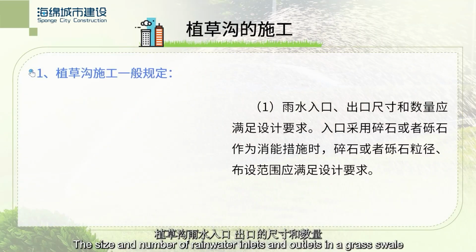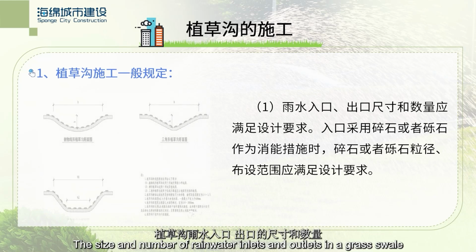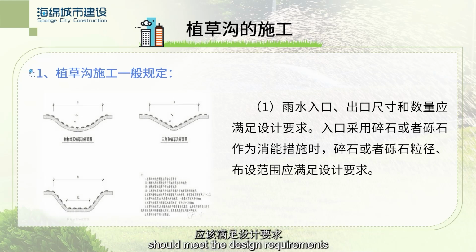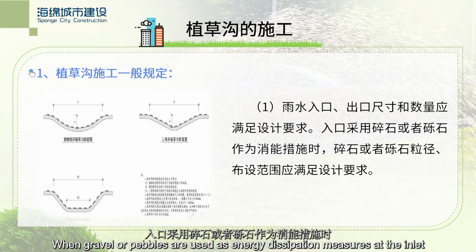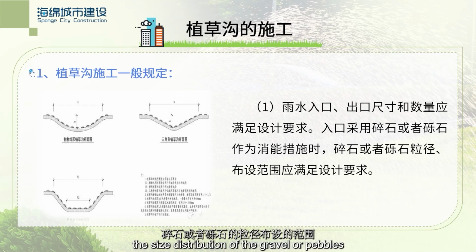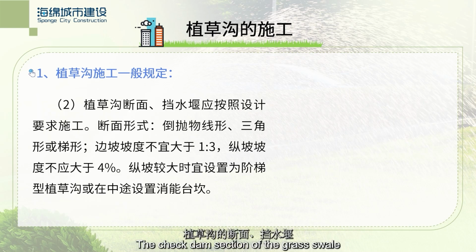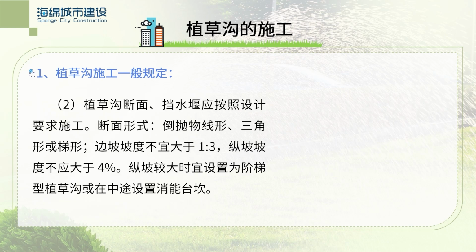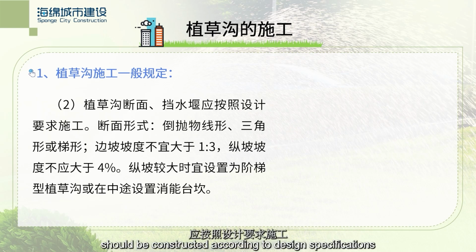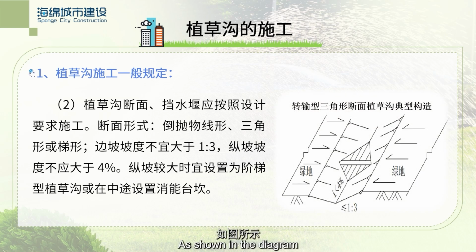The size and number of rainwater inlets and outlets in a grass swale should meet the design requirements. When gravel or pebbles are used as energy dissipation measures at the inlet, the size distribution of the gravel or pebbles should comply with design requirements. The check dam section of the grass swale should be constructed according to design specification, as shown in the diagram.